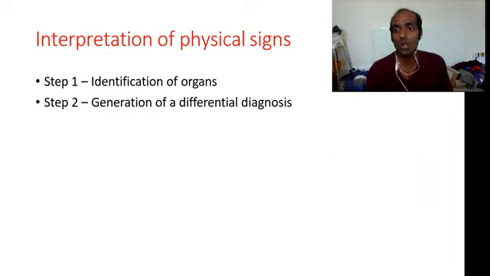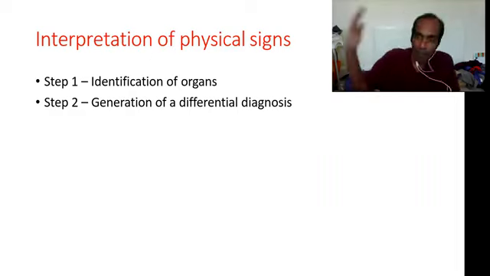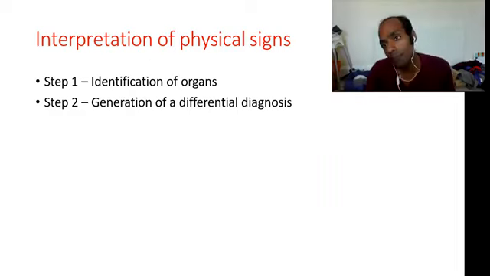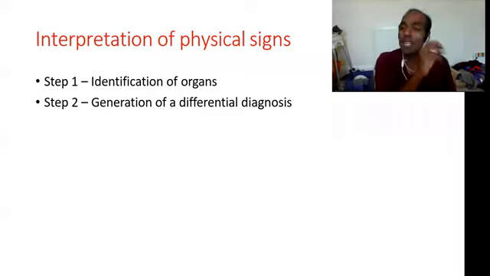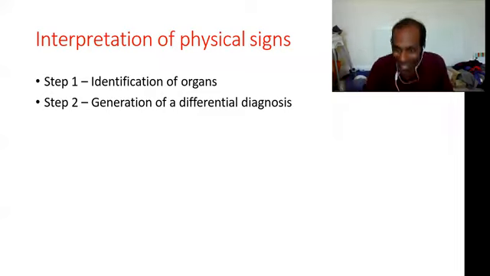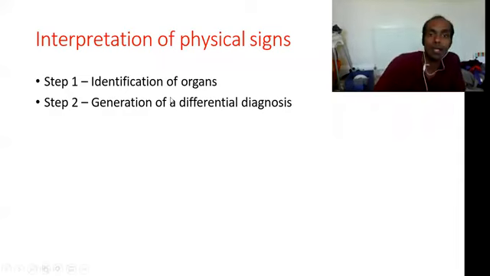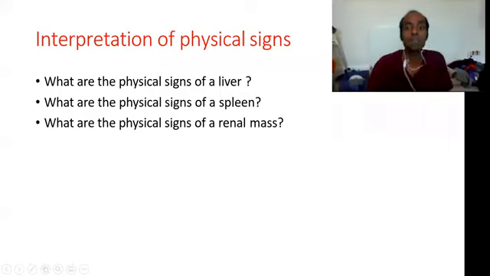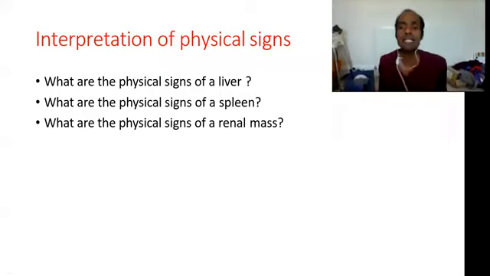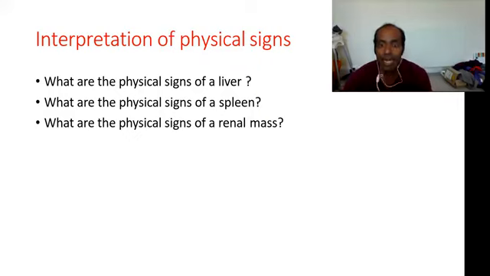Now this is where I told you that you have to memorize certain lists. If it's a liver, you have to know all the causes of an enlarged liver. Spleen, you need to know all the causes of an enlarged spleen. And that is how you can generate the differential diagnosis. Another word about that: your general examination findings are going to help you generate this differential diagnosis, as we will see in a little while. So how do you identify your organs? Spleen, liver, and kidney. What are the physical signs of a liver? What are the physical signs of a spleen? What are the physical signs of a kidney?